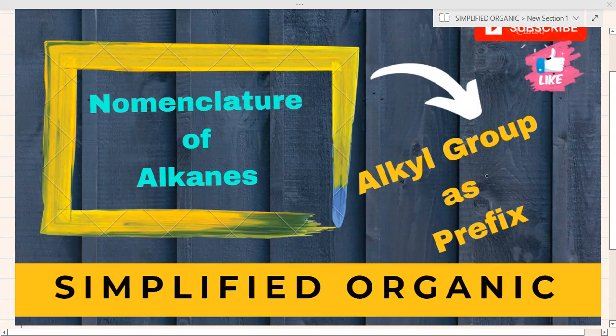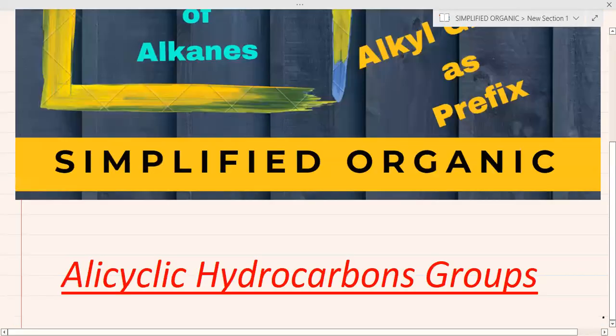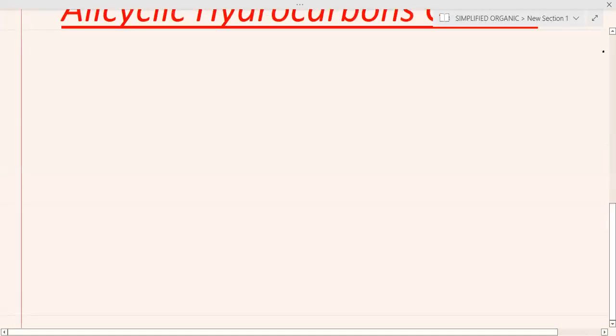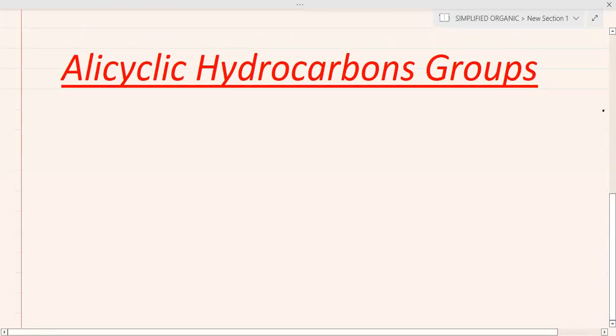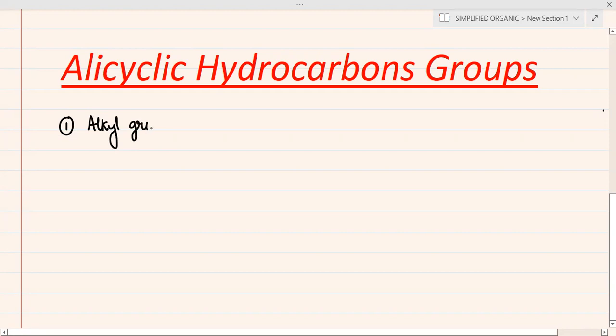Nomenclature of alkanes, part 2: alkyl group as prefix. So let's begin with today's topic, also called as alicyclic hydrocarbons, alicyclic hydrocarbon groups. Alicyclic hydrocarbon groups are of different types, but today I'm going to discuss alkyl groups.